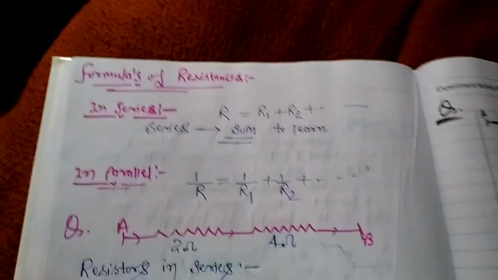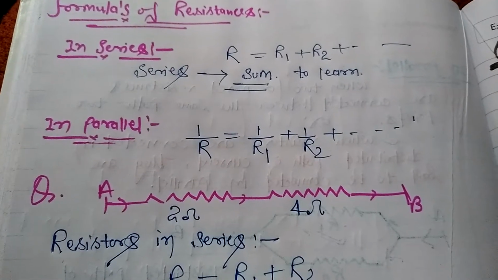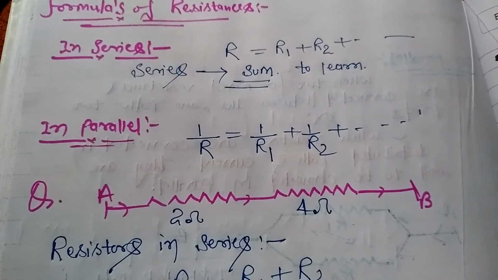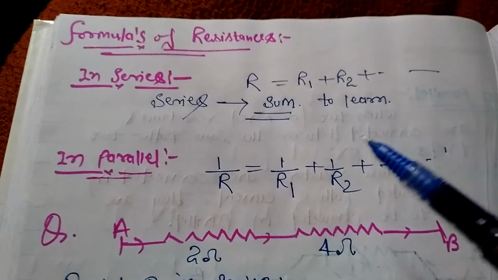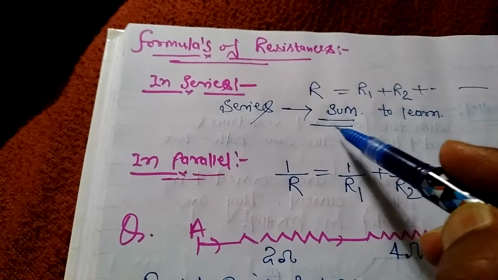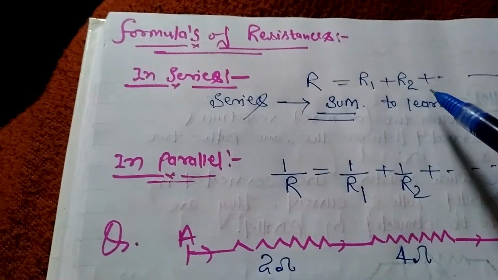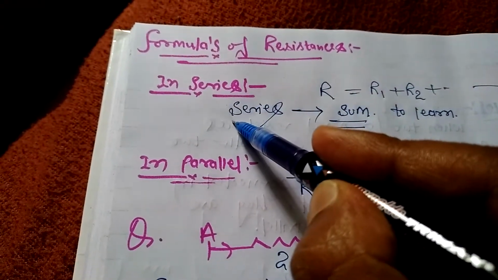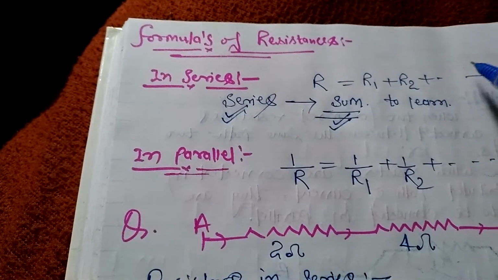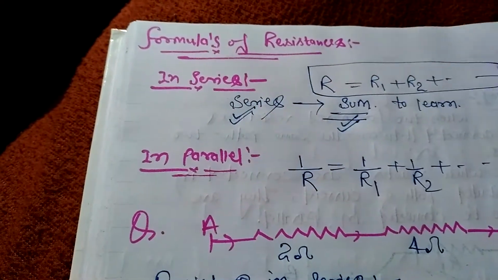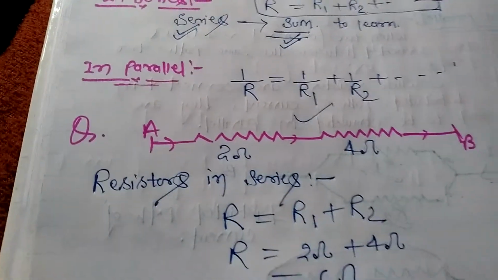Now dear students, listen and look carefully. Now we'll take some examples of how we can calculate combined resistors in series and in parallel. Here students, in case of series, the formula to calculate equivalent resistance is R is equal to R1 plus R2. You have to learn with the help of this: series is starting with S and sum is also S. So when resistors are in series, then we can sum all the resistors to calculate equivalent resistance. And for parallel, the formula is 1 upon R is equal to 1 upon R1 plus 1 upon R2 plus 1 upon R3.